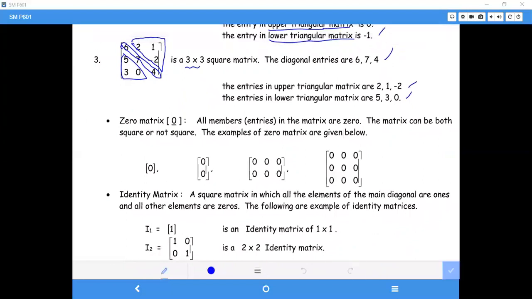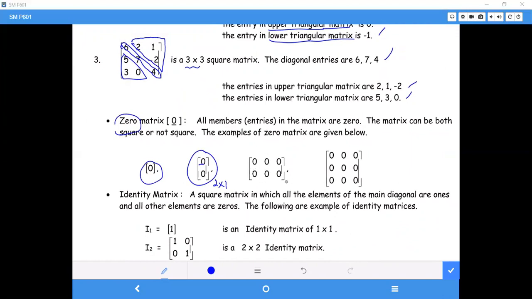Next one is the zero matrix. Like the name says, 0. When you see the word 0, it means you have nothing there. But in matrices, it doesn't mean that you don't see anything, like it's invisible. When we talk about a zero matrix, we mean a matrix that has members inside, but all the members are equal to 0. Something like this: this is 2 by 1, and all the members are 0. All the entries are 0.